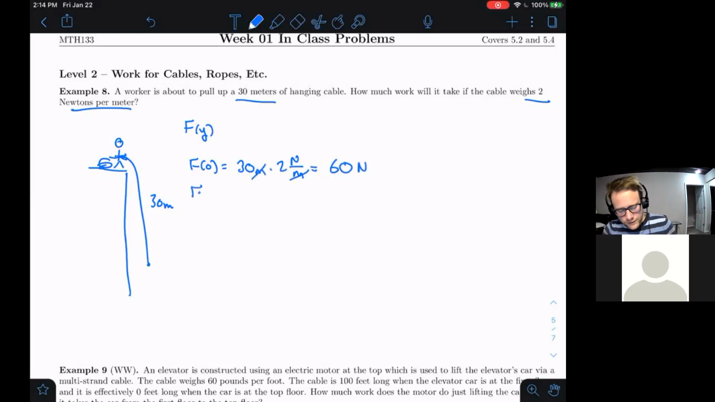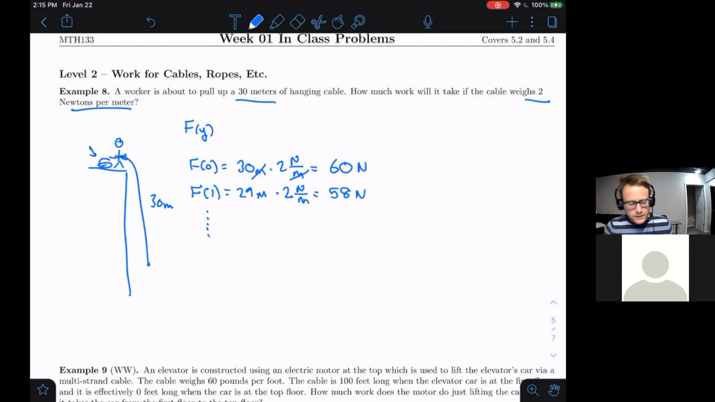Let's think about if I've lifted up 1 meter. So I've started to do some work, and I've lifted up 1 meter. So there's 1 meter coiled behind me, and still there's 29 hanging off. That's applying force. I have to counter that force of gravity with my hands. So still there's 29 meters hanging off, and each one of those meters weighs 2 newtons per meter. And so this is going to be 58 newtons.